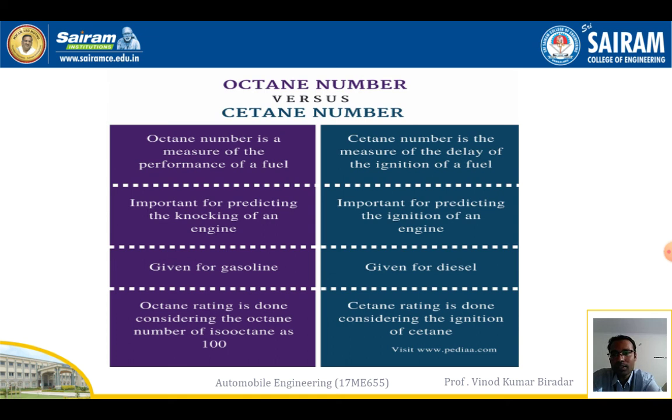The second difference is that the octane number is very important for predicting the knocking of an engine, while the cetane number is important for predicting the ignition of an engine, so the engine does not create noise. The octane rating is given for gasoline and the cetane rating for diesel. The octane rating is done considering the octane number of isooctane as 100. People normally select a higher rating so that the engine starts very quickly. The cetane rating is done considering the ignition of cetane.